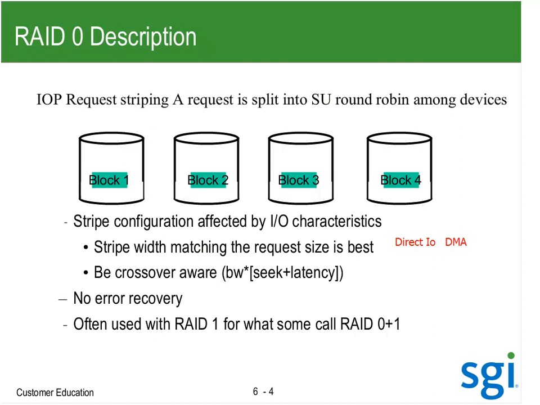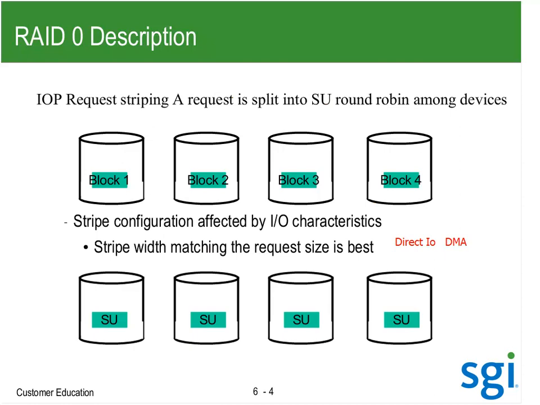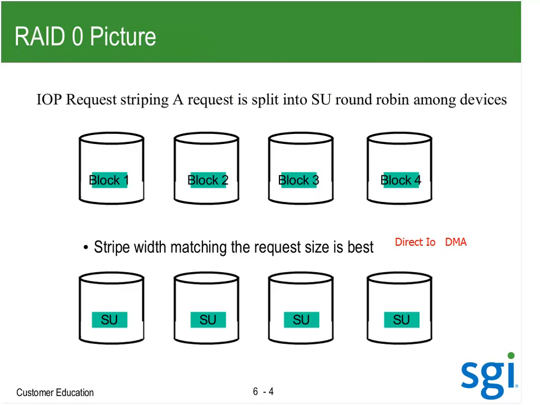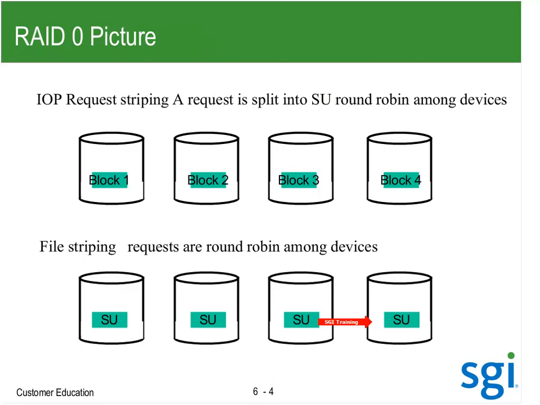So here we're just showing a stripe where I've got block 1, 2, 3, 4, or if I'm doing file striping, I may have stripe unit chunks going round robin. I need to come back to this later. This is more of a JBOD. The IOPS are round robin. Whereas here, file striping, the IOP is split up and done in parallel.